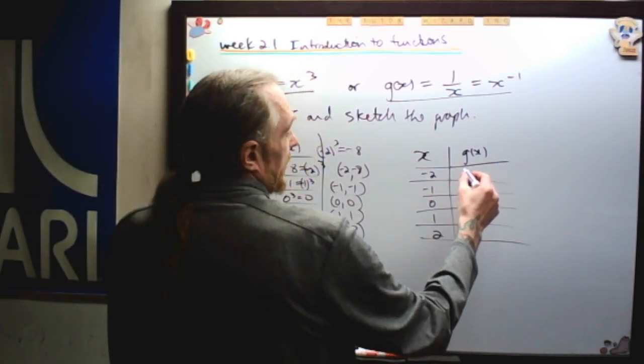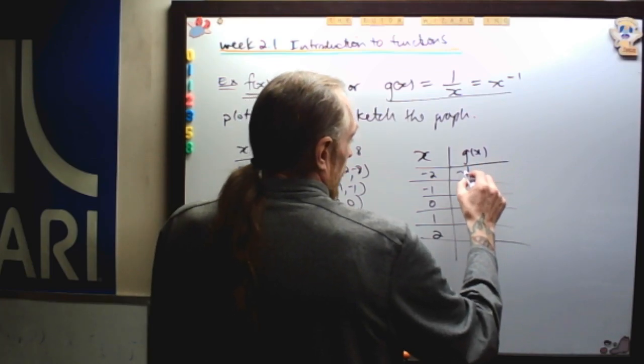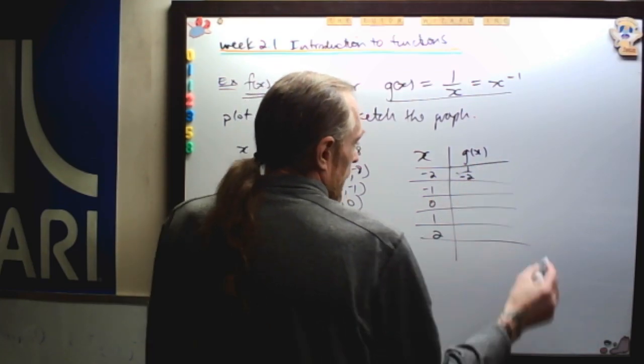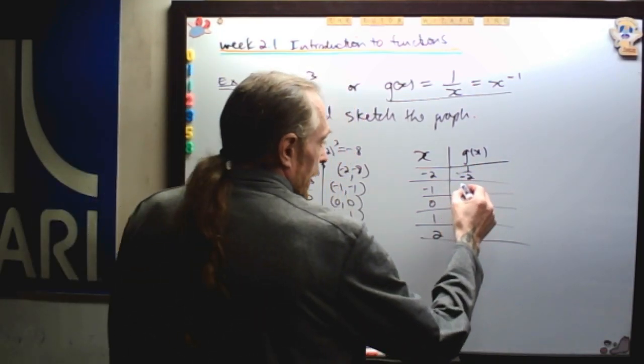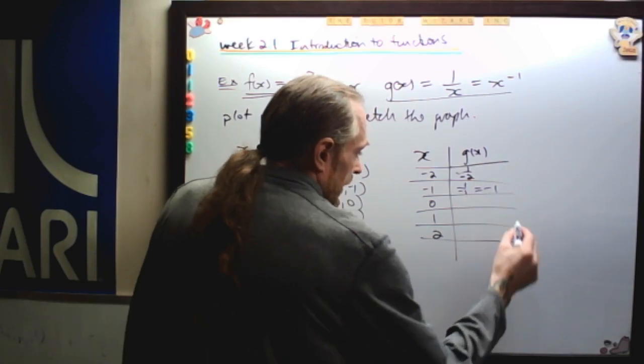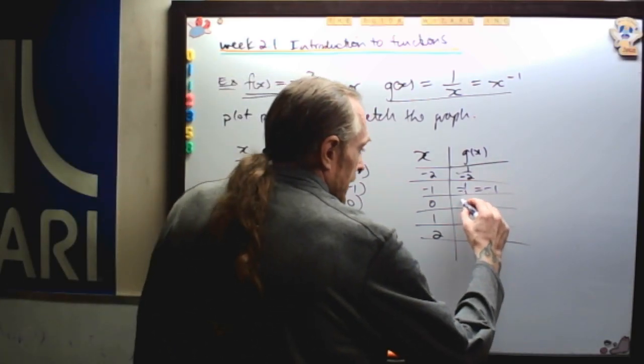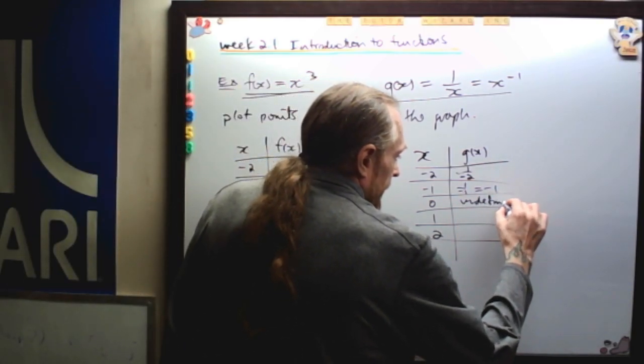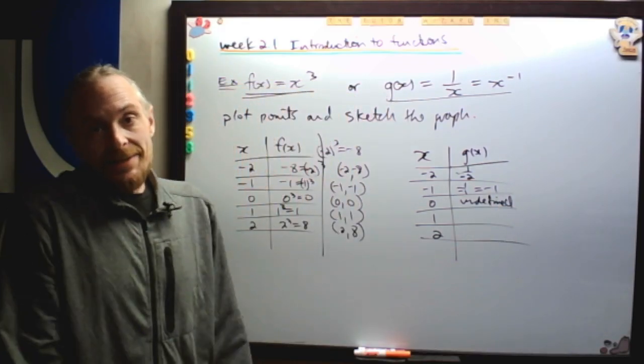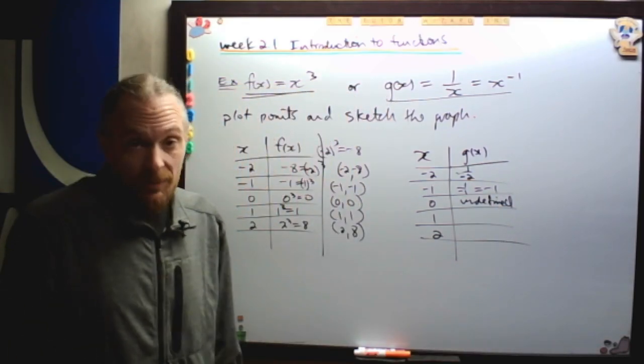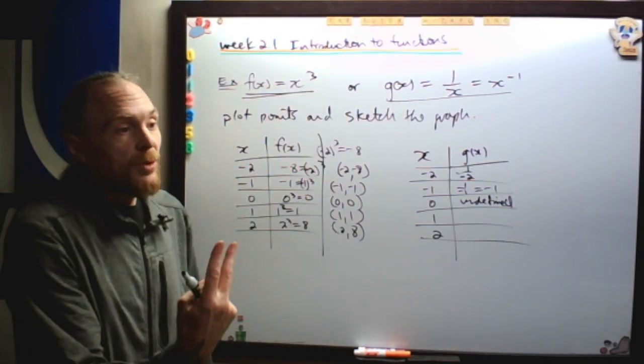Here we go, negative 2, so we're going to get negative 1 over negative 2, or negative 1/2. Here we're going to get 1 over negative 1, which is negative 1. Here we get undefined. We can't divide by 0, so when x is 0, we don't have a value there. This is what one of our 2 mantras are going to be.